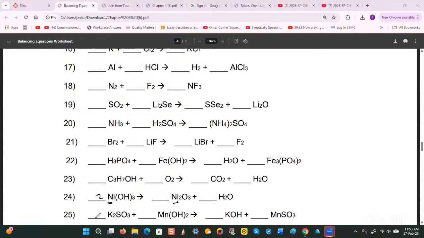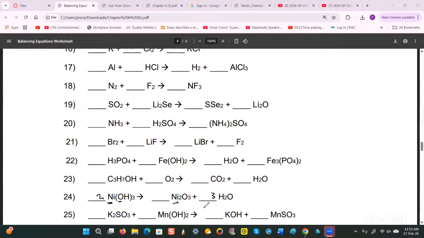Alright, now for the oxygens. We've got 2 times 3, 6 oxygens on this side. I got 3 on this side plus 1, so that's 4. What I will do is put a 3 here, since it's O3. So I get a total of 6 oxygens on the right.